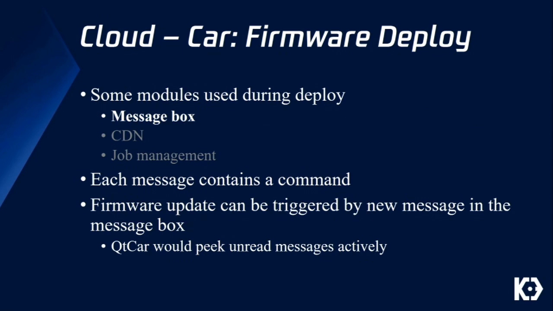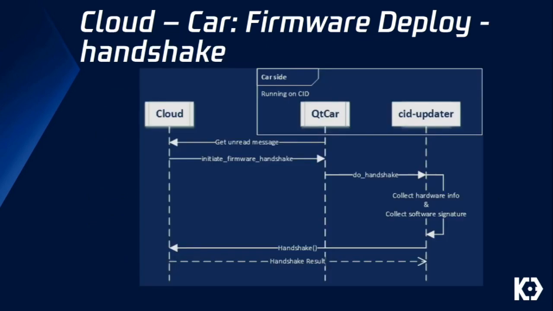So if you want to update a car, the server should put a special message into this car's message box. And let's say maybe I have talked about it. It's a Qt car. The Qt car is a process running on the CID of the customer's car, and this process will pick up unread messages actively. So here is the first step, which we call handshake.